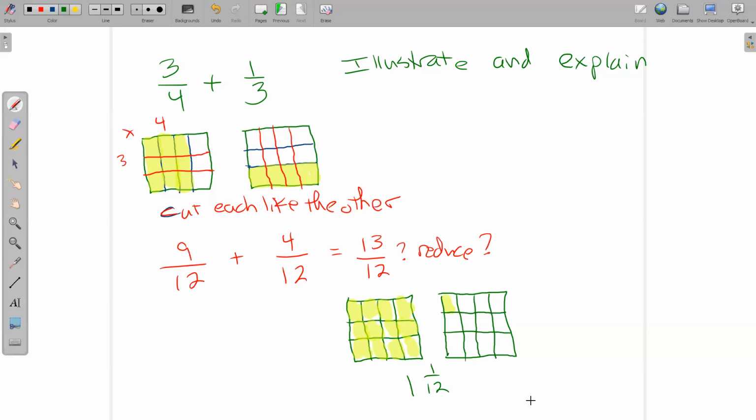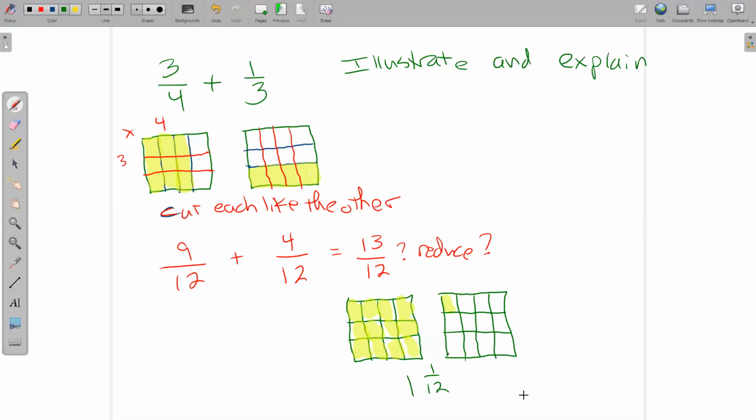And we talked about this a little bit last time, the idea of an improper fraction versus a mixed number. Which one is best? Which one is reduced? Thoughts on that from y'all? I think the 1 and 1/12 is best? Wouldn't it be the best?